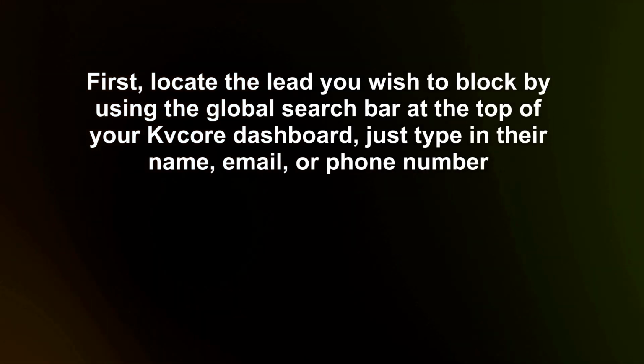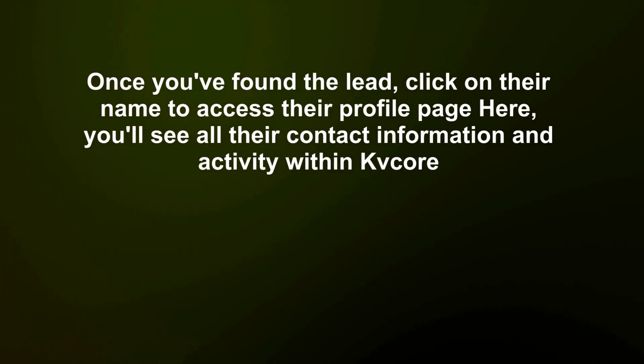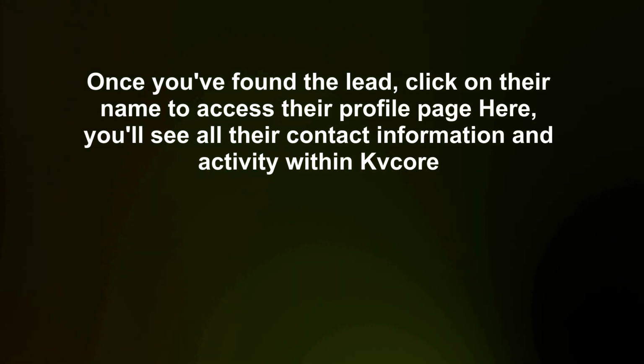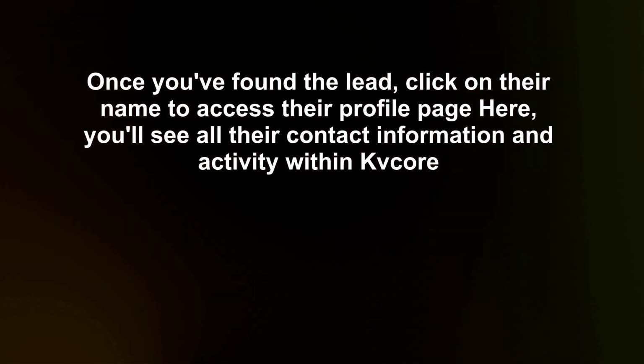First, locate the lead you wish to block by using the global search bar at the top of your kvCORE dashboard. Just type in their name, email, or phone number. Once you've found the lead, click on their name to access their profile page here. You'll see all their contact information and activity within kvCORE.